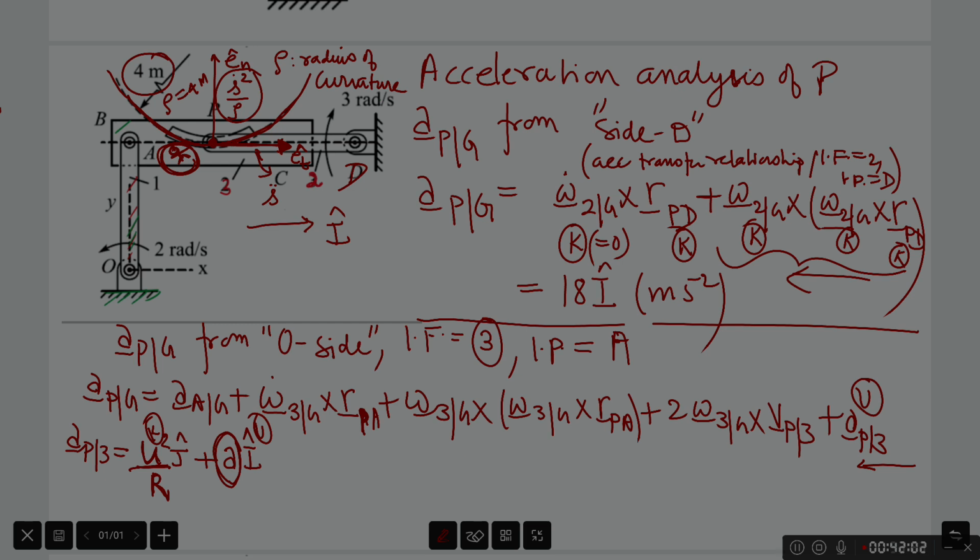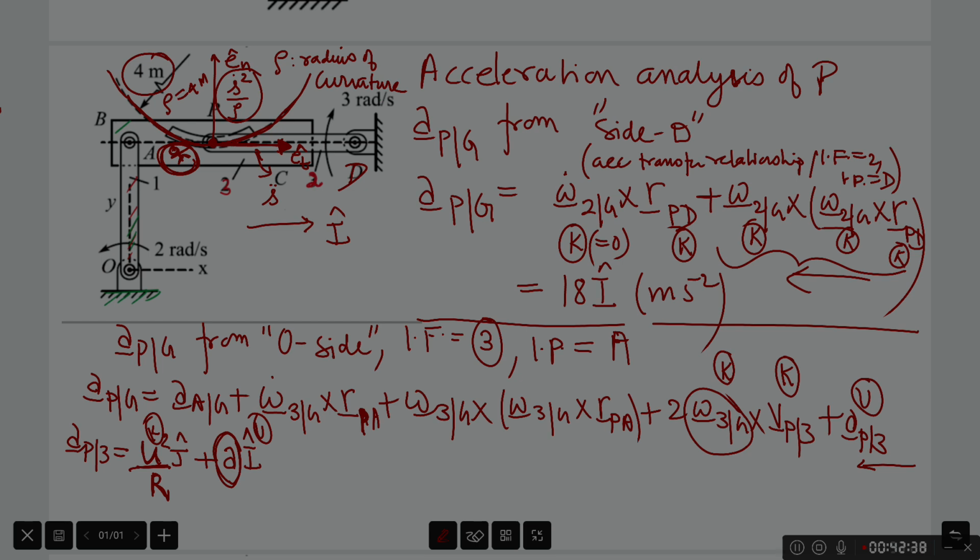VP3 indeed we have found by this time. VP3 is nothing but U times I, and U we have already found at the end of our velocity analysis. Omega 3G was not given in the problem statement, nor has it been asked to be found. And yet, we underwent the process of velocity transfer relationship and we got omega 3G. We know omega 3G by now. This is a known quantity.